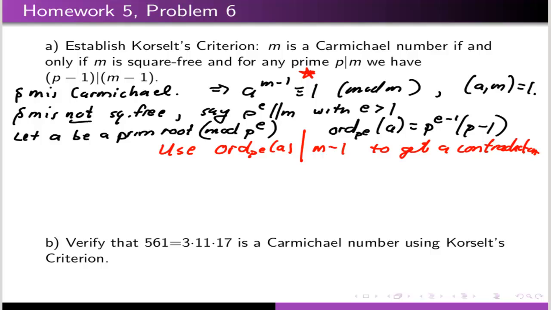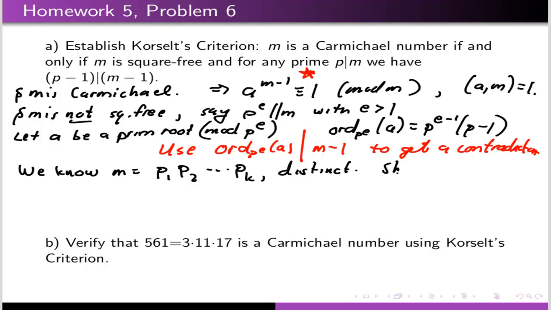Okay, next, why must p minus 1 divide m minus 1? So at this point, we now know that m must be a product of distinct primes. You can't have any square factor. And I want to show that for any one of these primes, p_i minus 1 divides m minus 1. So what does that do?